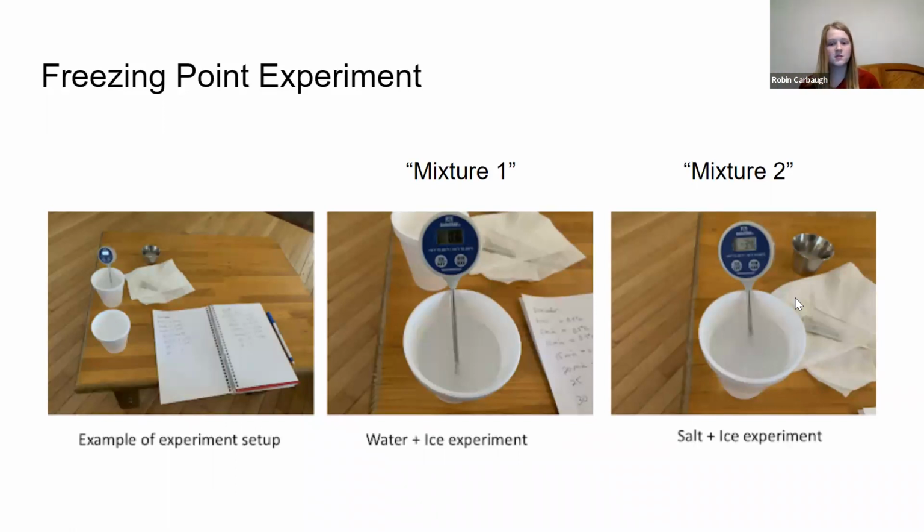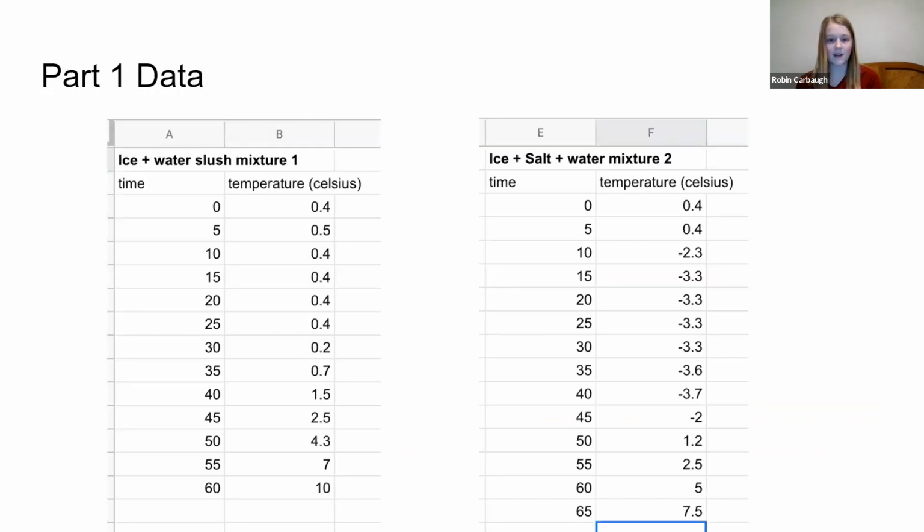So the first part of this lab is looking at freezing point experiments. And we have two different mixtures for you. Mixture 1 is a cup of water and ice. Mixture 2 is salt water and ice. And we already give all of the data for you, so you don't need to do the experiment.